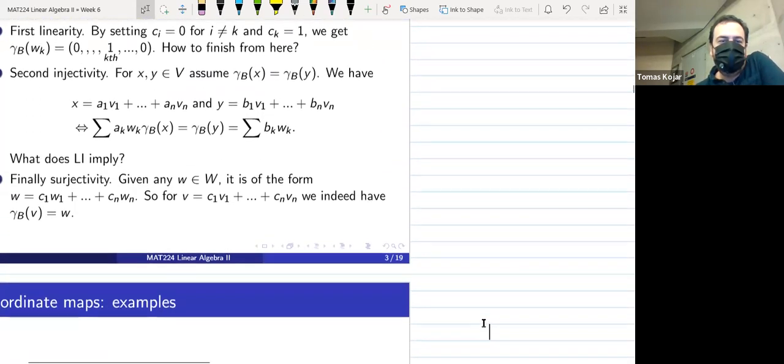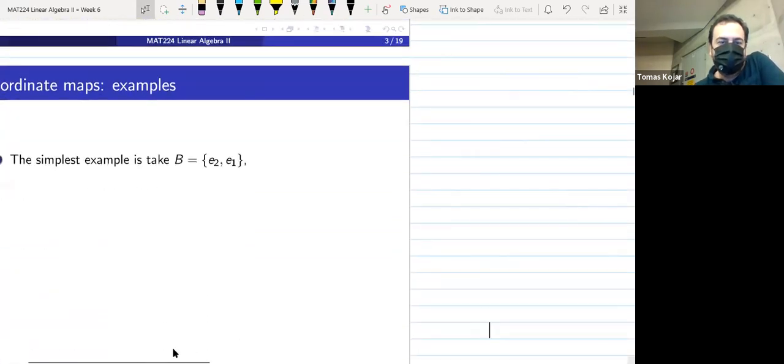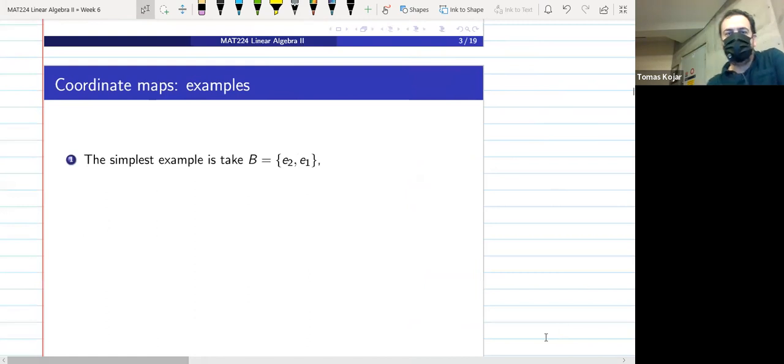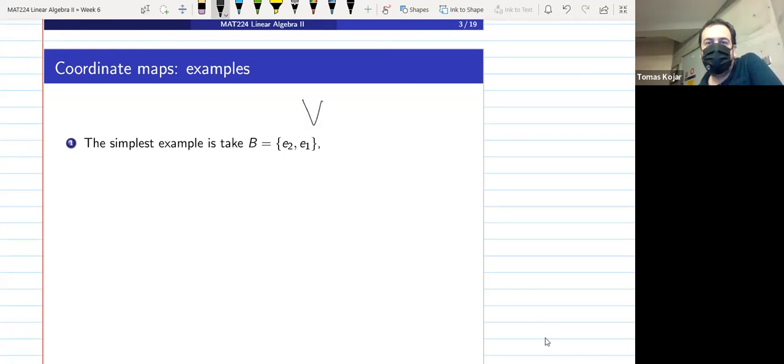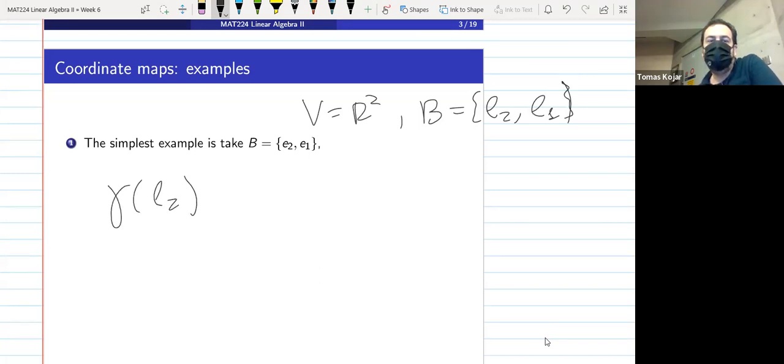I did it by hand. You know. Let's play with it. Right. So here's my vector space. I take R2 and I equip it with a different basis. So I equip it with the E2, E1. Okay. So I take gamma of E2 to what? What does gamma of E2 map to? What's your guess?